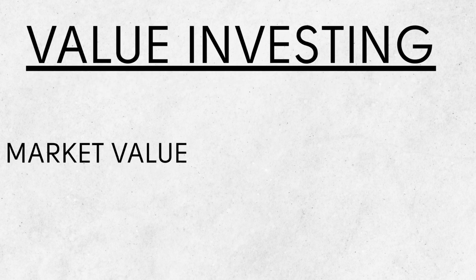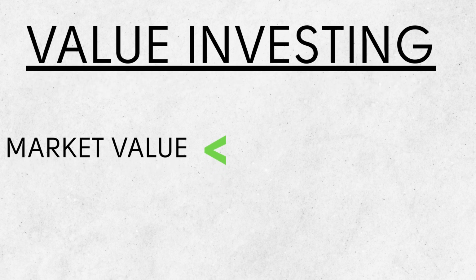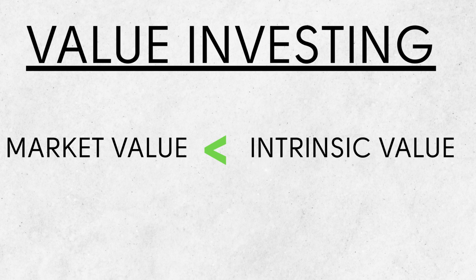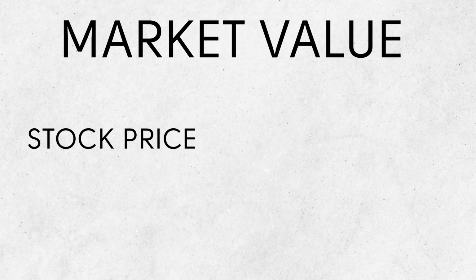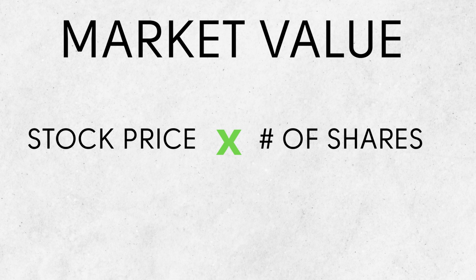The idea is simple. Buy a company when its market value is less than its intrinsic value. Now, most channels would just leave it at that, but I'm going to take this even further, so stay with me. The first step is getting the market value. This is pretty easy. Simply take the current stock price of the company and multiply it by the number of shares outstanding, and you get the market value. Or you could just Google the market cap of the company. It's the exact same thing.